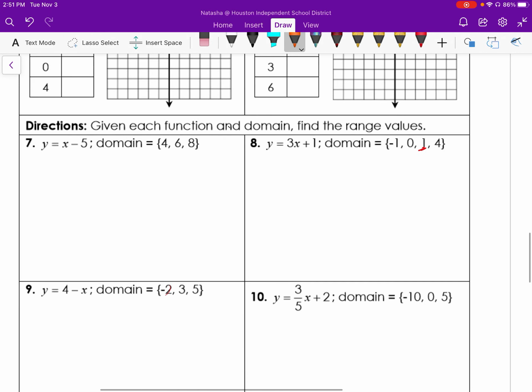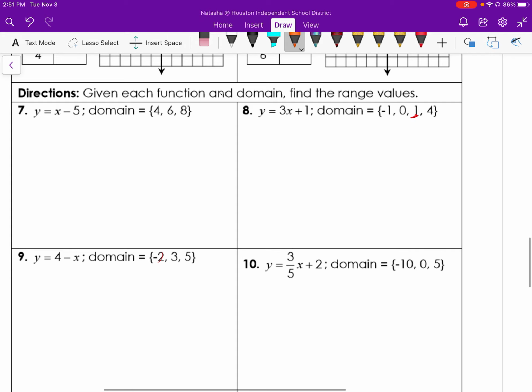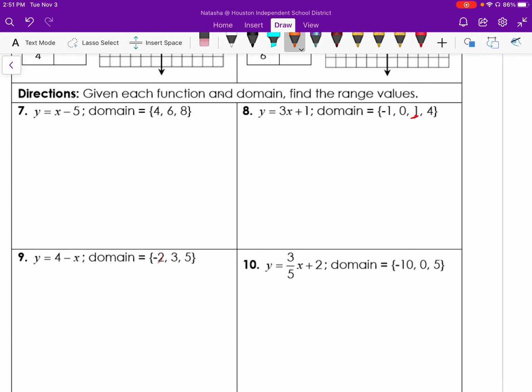I will see you in the next video where I'm going to go over these questions talking about domain and functions and the range values.